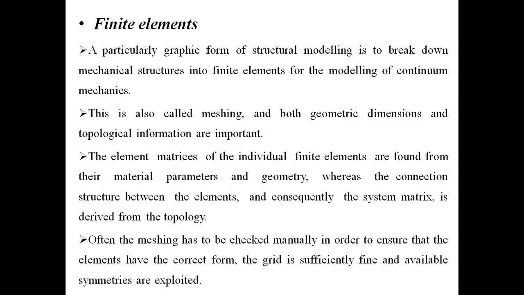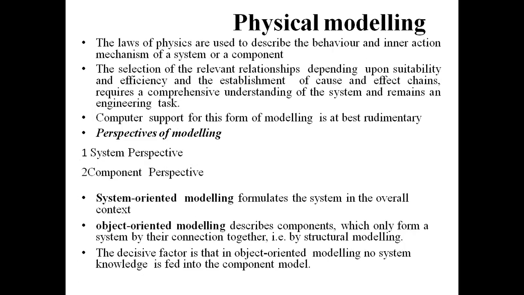Okay. So this is the case in the finite element. So what we'll be doing? We have to break down the mechanical structures into finite elements. So that is called meshing, in which both the geometric dimensions and the topological information have to be considered over there. Okay. So the element matrices are found from the material parameters and geometry, and the connections are also derived from the topology. Okay. So it has to be checked manually, so the grid is sufficiently fine and available symmetries are exploited. The next thing we have to see is physical modeling.